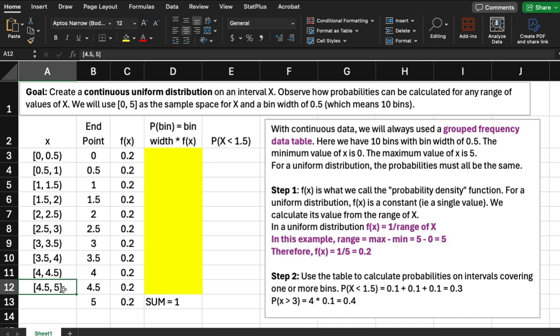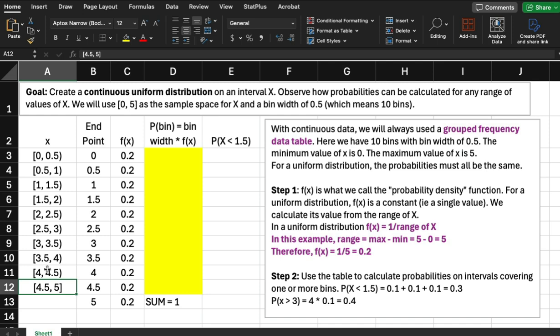And notice we're not going to create another bin that has square bracket 5, comma 5.5, because these need to be the same size, and each bin has to have a width of 0.5, and each bin has to have values of x that are allowed. Values of x that are possible.